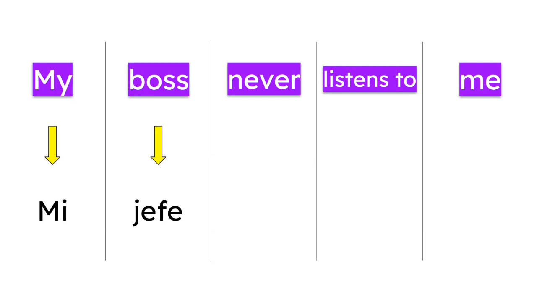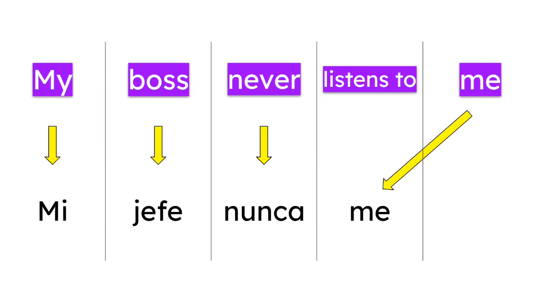Never, say never. That's nunca in Spanish. Mi jefe nunca. That's right. And now it's followed by me. That's right. Me. And now we just need to conjugate the verb listen for my boss, for he. The verb is escuchar. We just drop the R and we get escucha. Mi jefe nunca me escucha. Now it's your turn to say it.